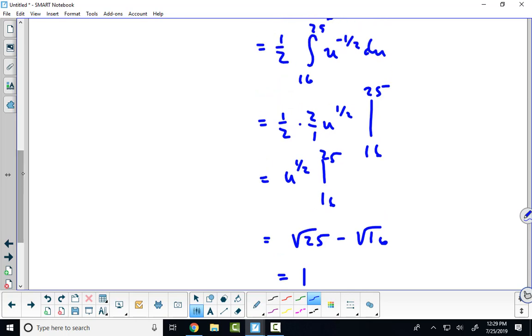So how did I get this 2 over 1 here? I added 1 to the exponent, so I got 1/2, and then I divided by that new exponent. What happens when you divide by 1/2? It becomes a greater number. It's the same as multiplying by 2 over 1.